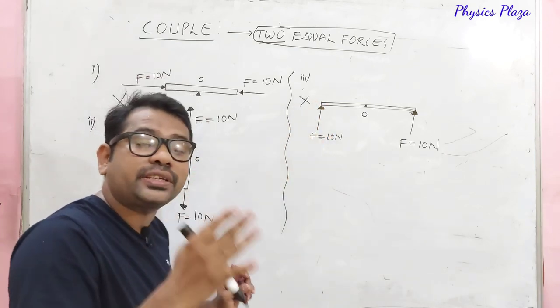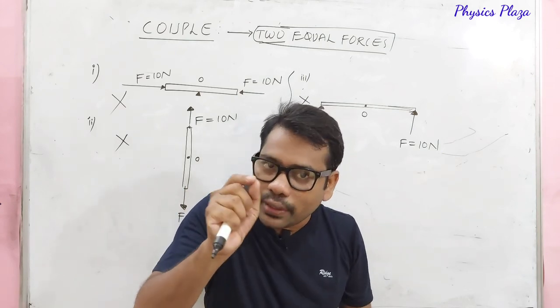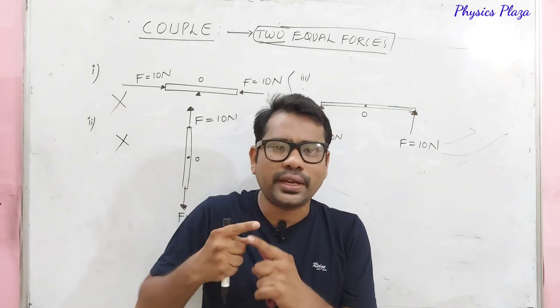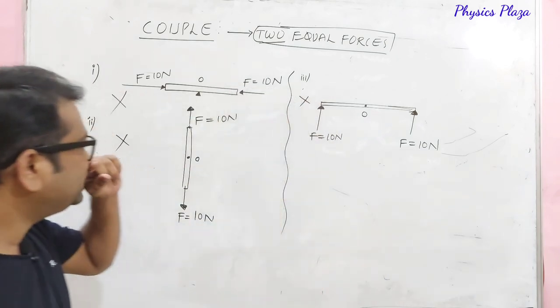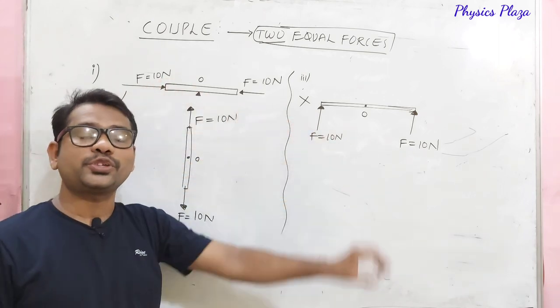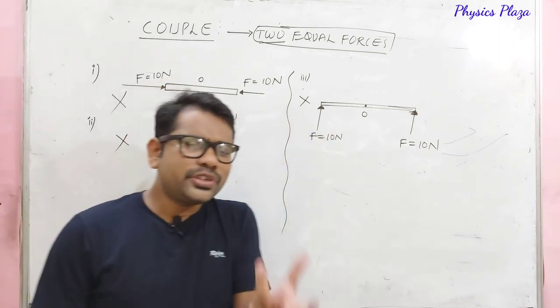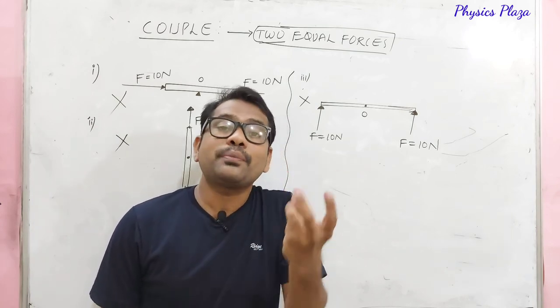Actually, dear children, what is the effect of a couple? The result of a couple is rotation. The pivoted body must rotate. That is actually the result of the couple, dear children. But in these three cases, do you think the body is rotated? No chance at all. But in which case can we say that two forces acting on the pivoted body form a couple?